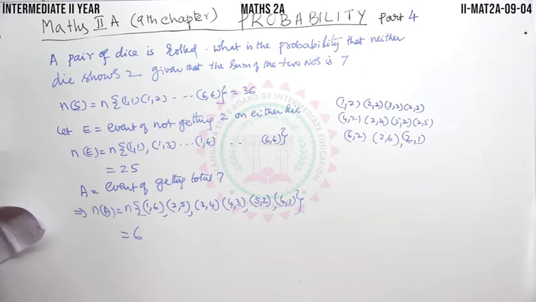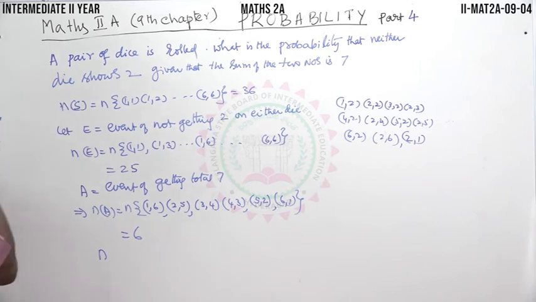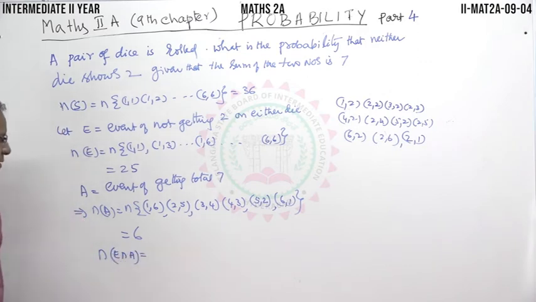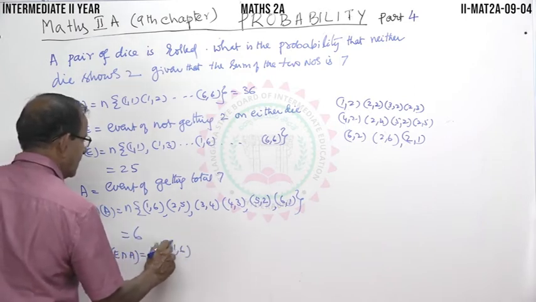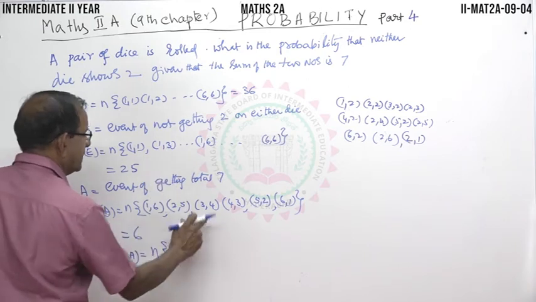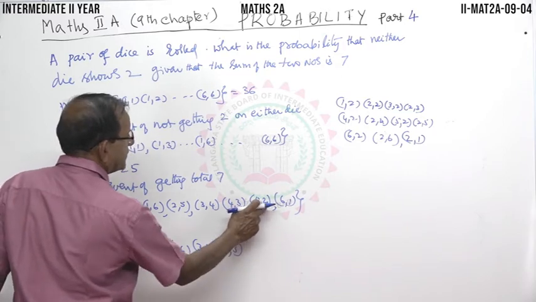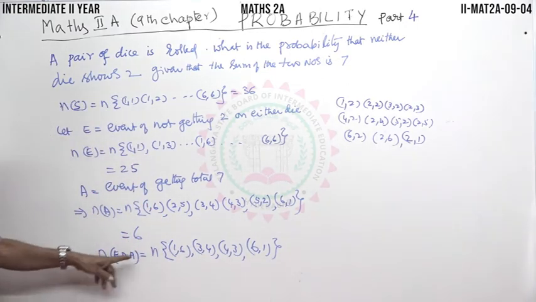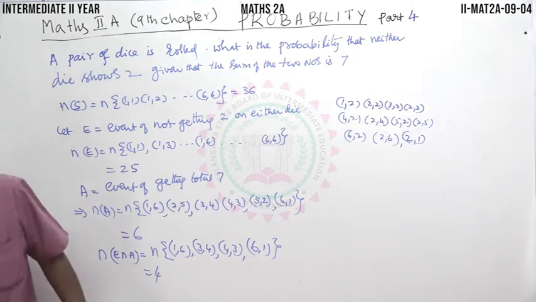So what is N of A intersection E? 1,6 is there. 2,5 you cannot take. It is not there in E. 3,4 you can take. 4,3 also you can take. 5,2 you cannot take because 2 is there. 6,1 you can take. So these are the common sample points for A and E. How many are there? 4. Now let us find out the probabilities.